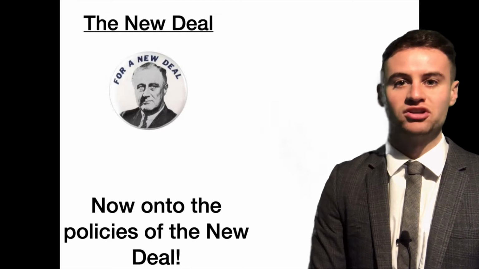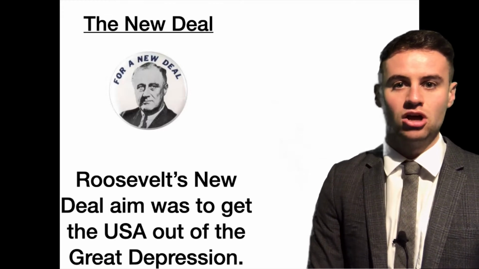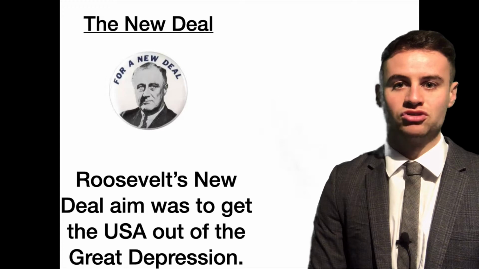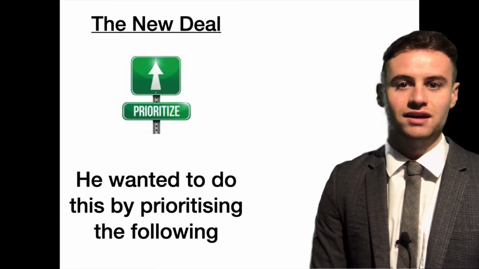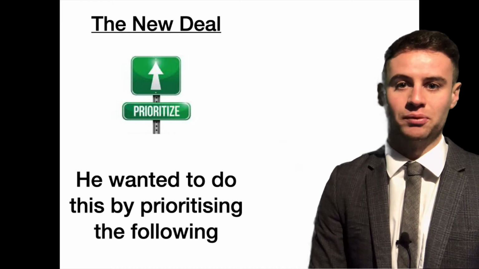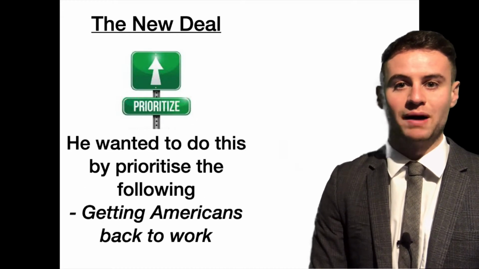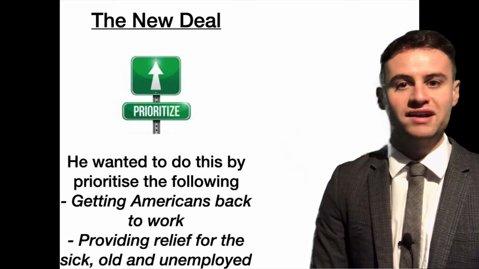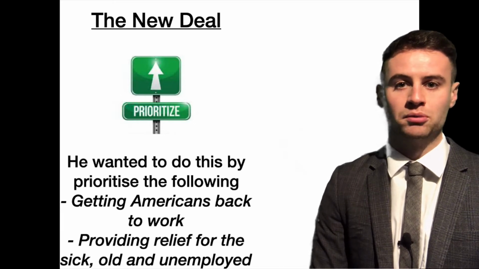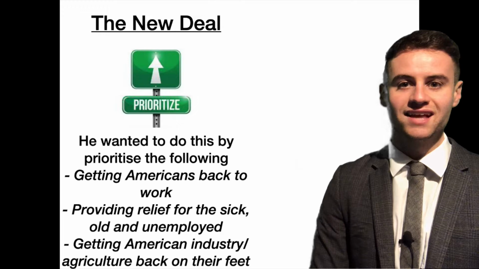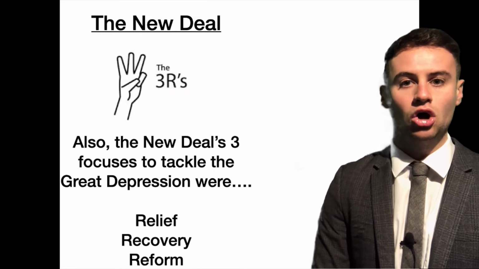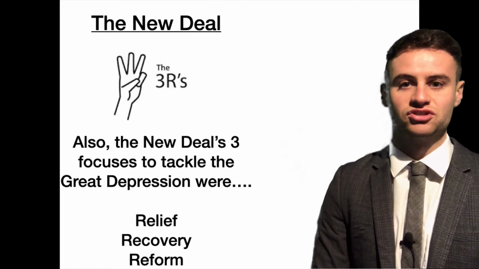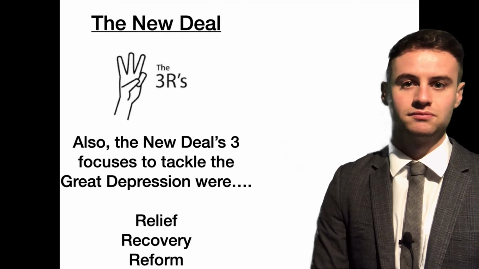Now, onto the policies of the New Deal. So, Roosevelt's New Deal aim was to get the USA out of the Great Depression. He wanted to do this by prioritising the following: getting Americans back to work, providing relief for the sick, old and unemployed, and getting American industry and agriculture on their feet. Also, the New Deal's three focuses to tackle the Great Depression were relief, recovery and reform.